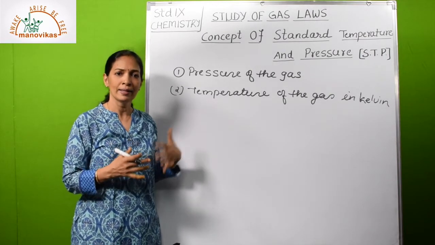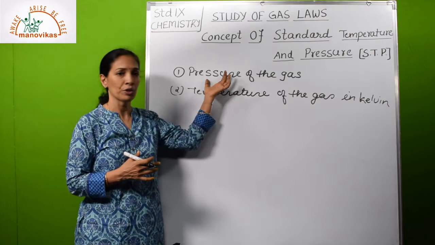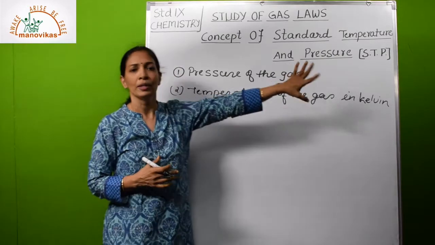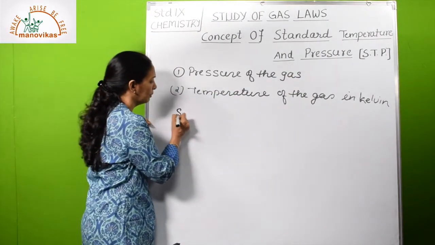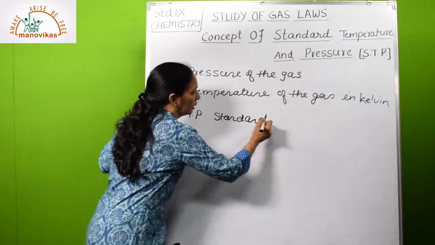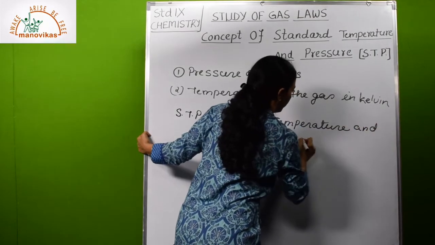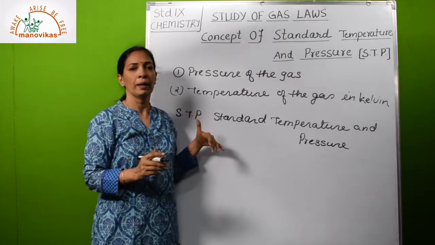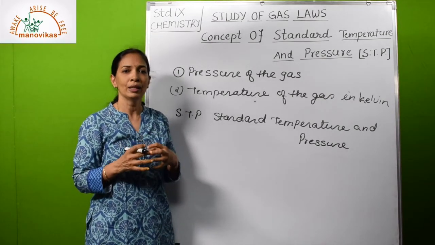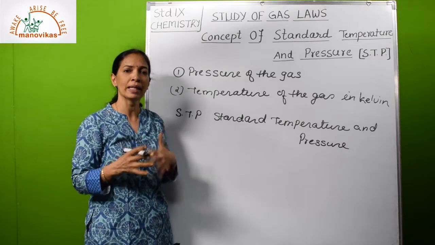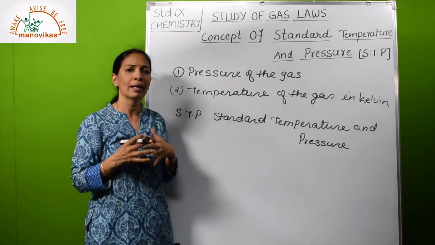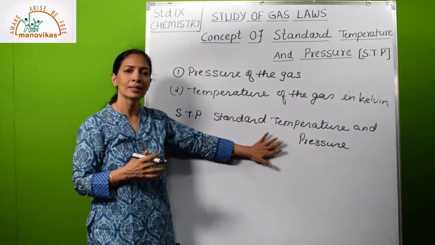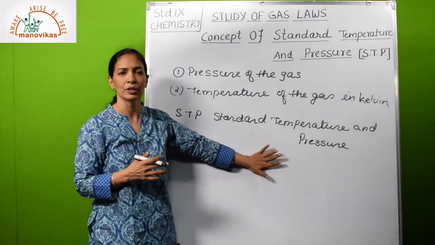This standardization gives a standard value for pressure and temperature, which is known as STP. The full form is standard temperature and pressure. Now what is STP? STP stands for standard temperature and pressure. When we compare the mass or density of two or more gases of the same volume, we cannot compare that correctly unless we standardize temperature and pressure. That means all the gases should be at the same temperature and pressure, then only the comparison will be correct.